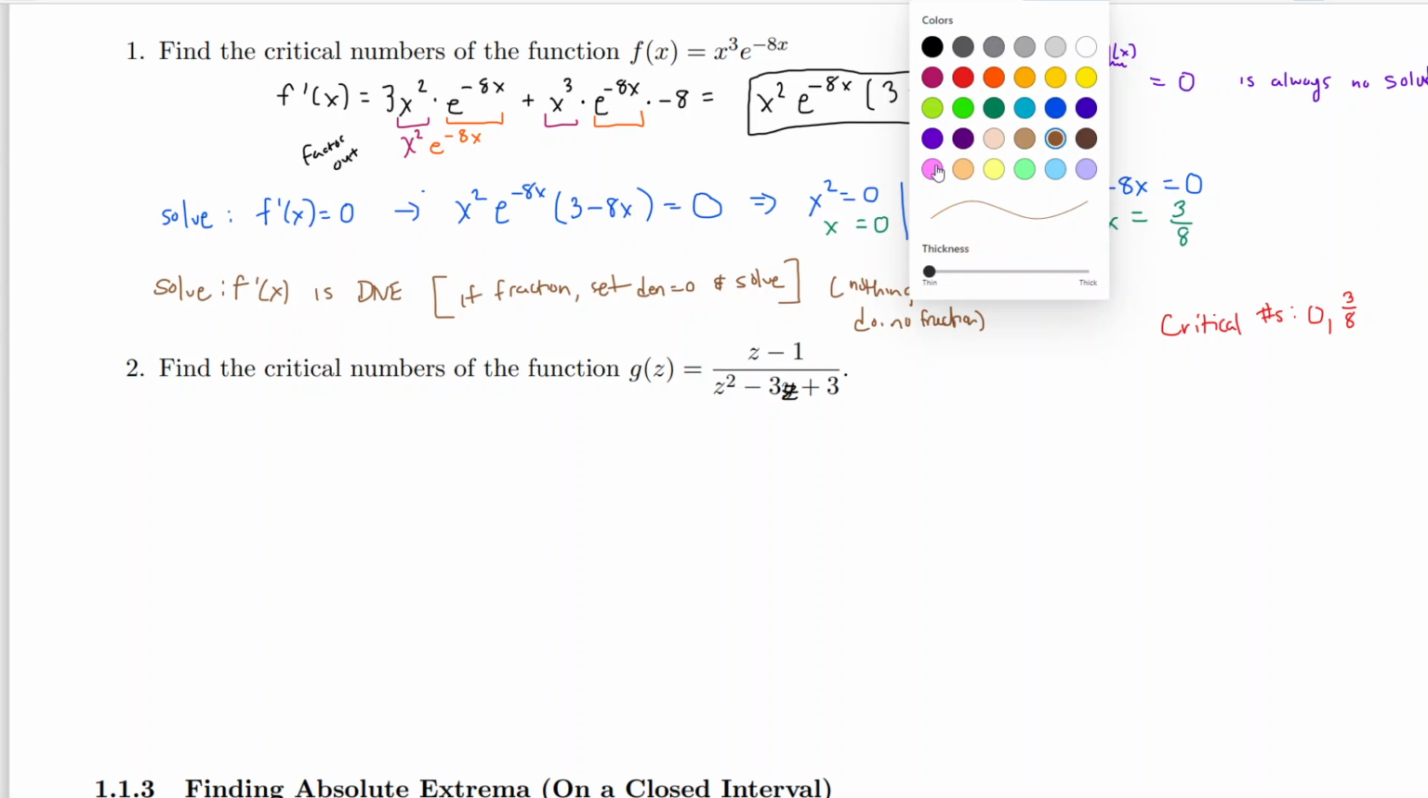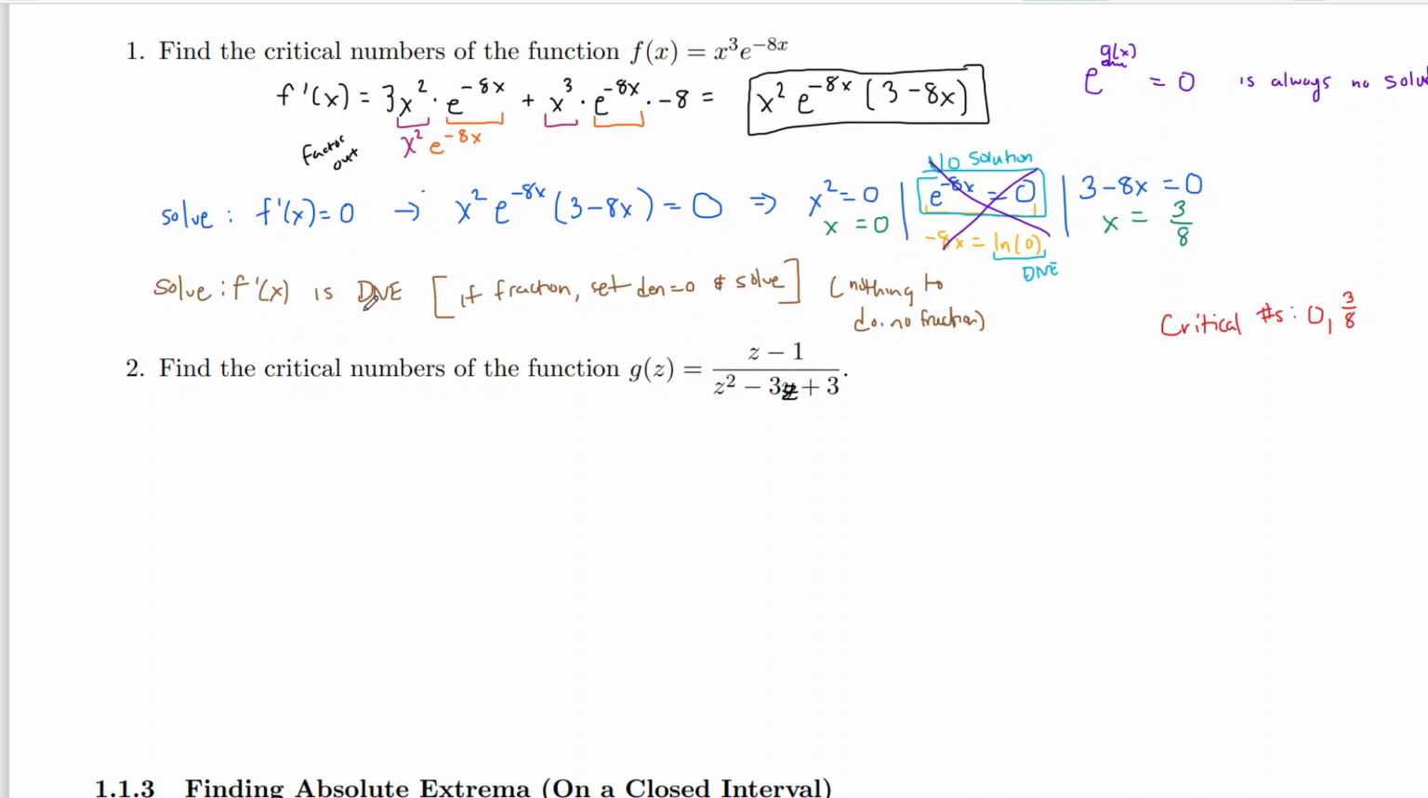That means the last thing we have to do is make sure that the two critical numbers we have so far, 0 and positive 3 over 8, are in the domain of f.